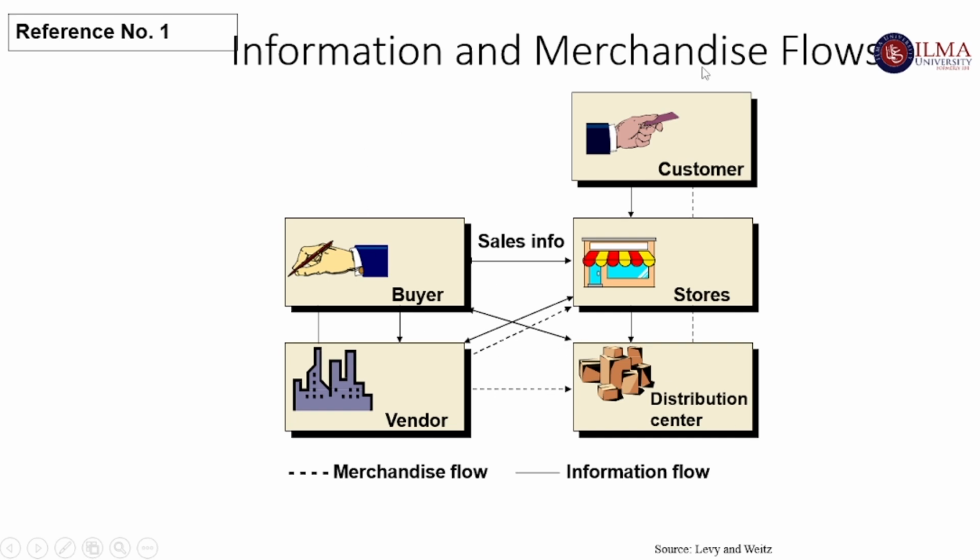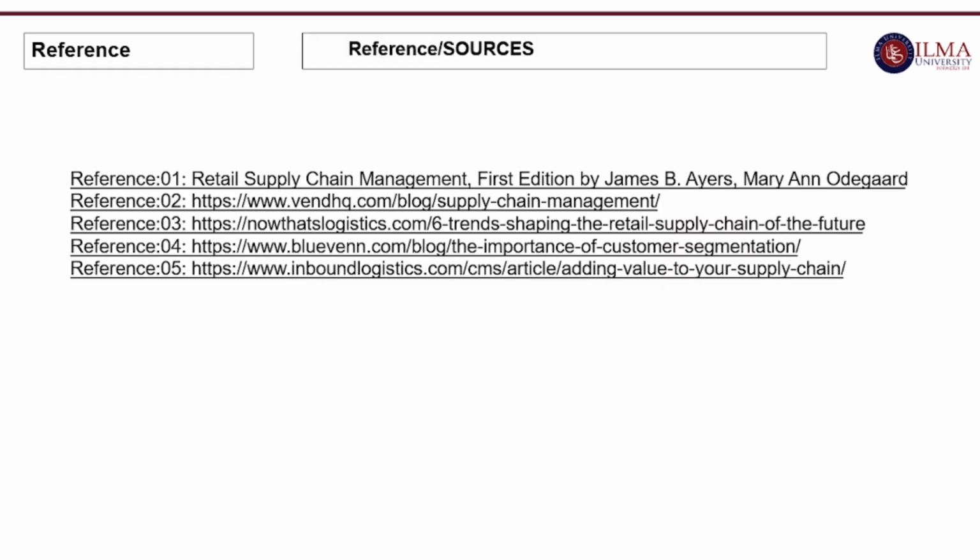This is a circle of these four things, which are related to each other, and only the customer, he or she, is alone. He only sees the store and comes to buy things from the store. So this is the information and merchandise flow. Simple. Okay, this is the end of the slides.